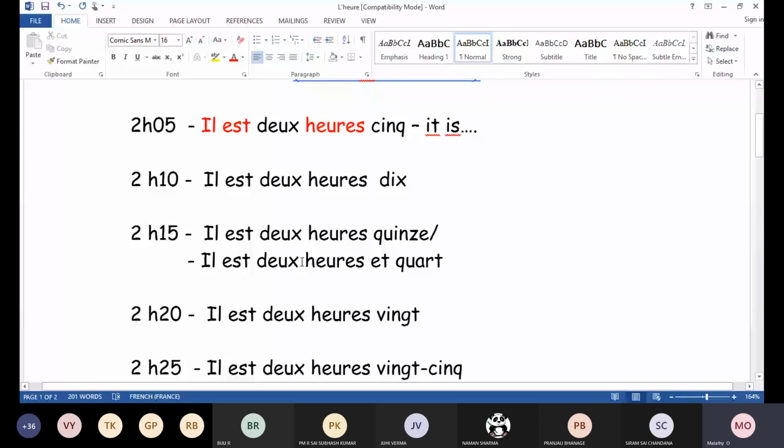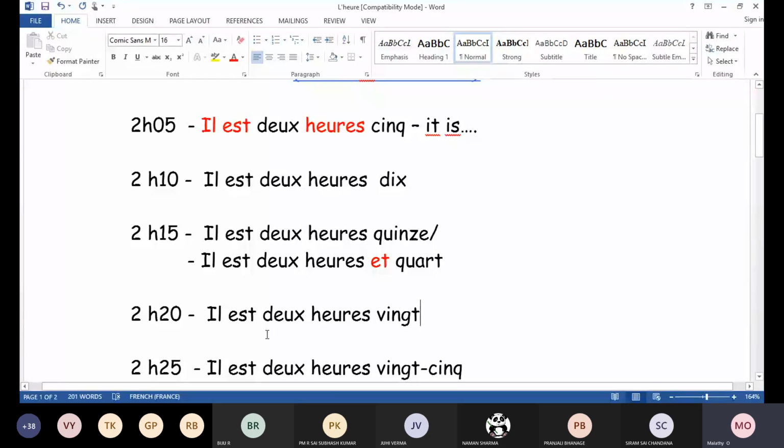Fine. So 2:15 can also be written as il est 2h et quart. You can see the word et used here, which means and. It is 2 hours and a quarter. So 15 can also be said as quart, quarter. Il est 2h et quart. It is 2 hours and a quarter. Fine. So either way it's right. And you can see the word et is used only in 3 places when you're expressing the time. This is the first place. We'll be seeing 2 more positions where it's used.